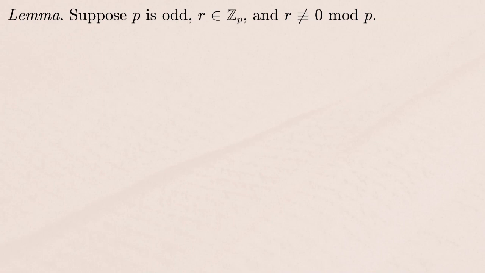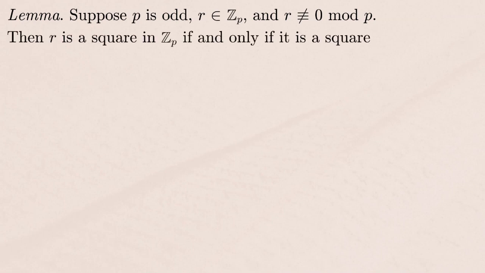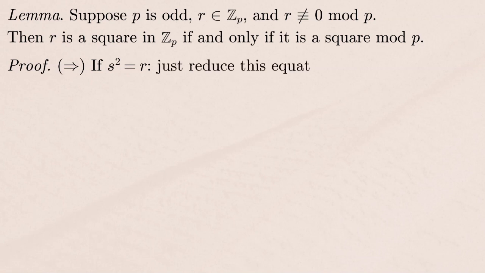Suppose that p is odd, r is a p-adic integer, and r is non-zero mod p. Then r is a square if and only if it's a square mod p. So to check whether r is a square, we only need to look at its last digit. One direction of the proof is easy. If we've got something in Zp, we can always just reduce it mod p. So if r is the square of something inside Zp, say it's s squared, then the same will be true when we reduce this equation mod p.